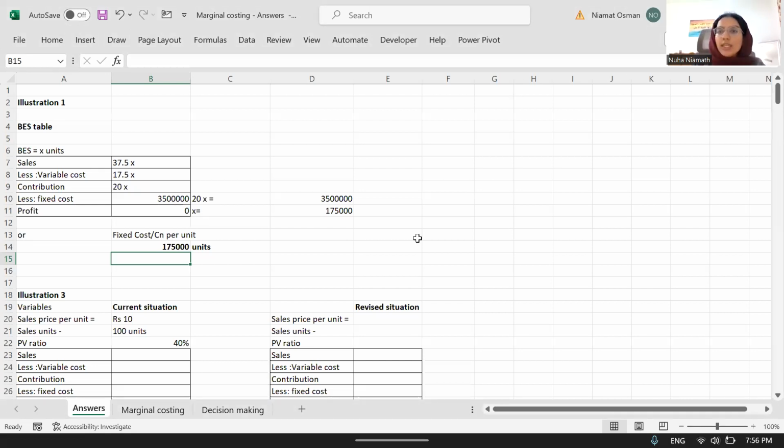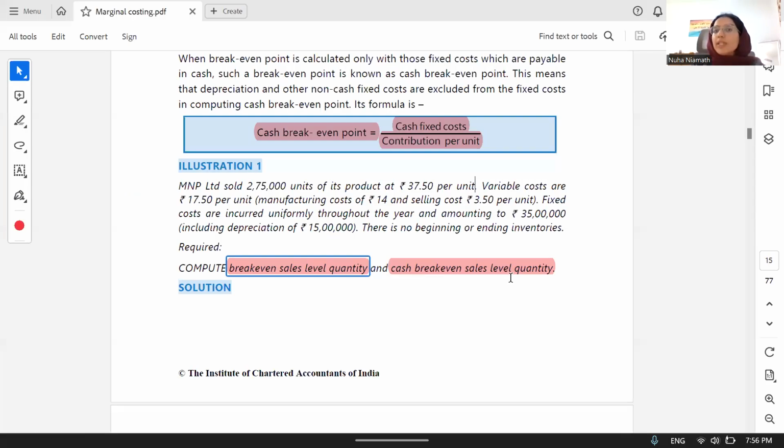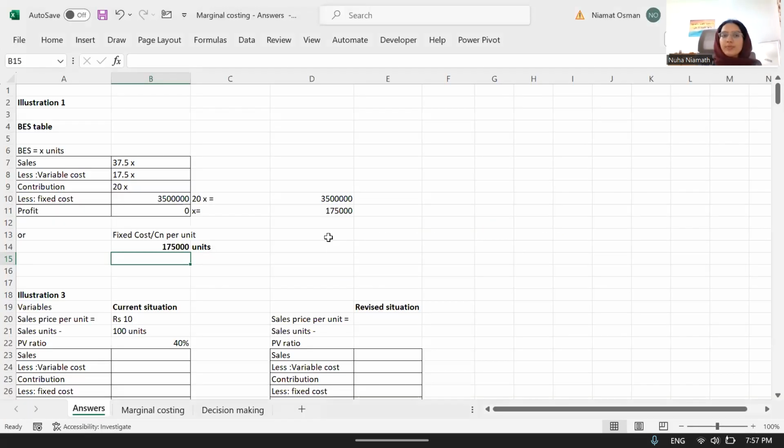Now, there is a second part to the question: cash break-even sales. It's very simple. Here it's telling us depreciation is there, 15 lakhs. We all know depreciation is a non-cash expense. So for the fixed cost, we will not consider the entire 35 lakhs. We will only consider 35 lakhs minus 15 lakhs, which is 20 lakhs. Can somebody please tell me what the cash break-even sales is now? 1 lakh units. Thank you, Sana. How about the others?